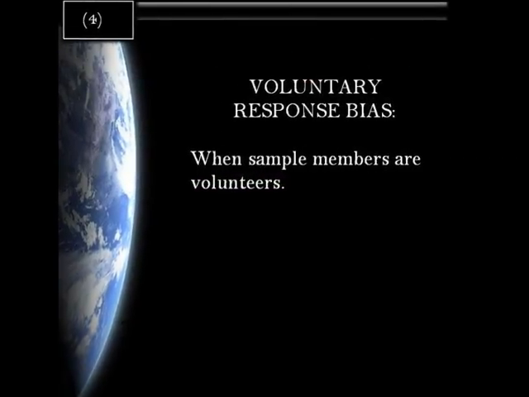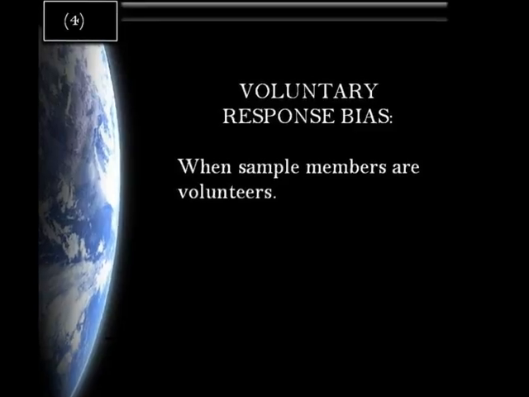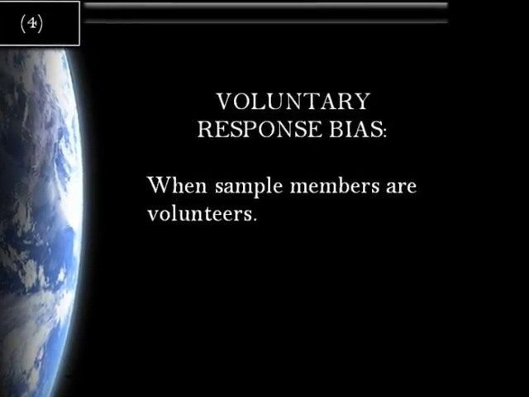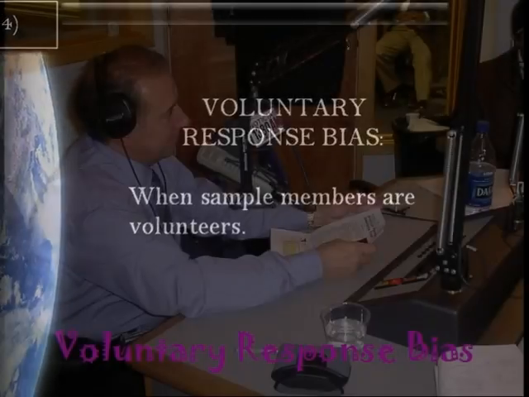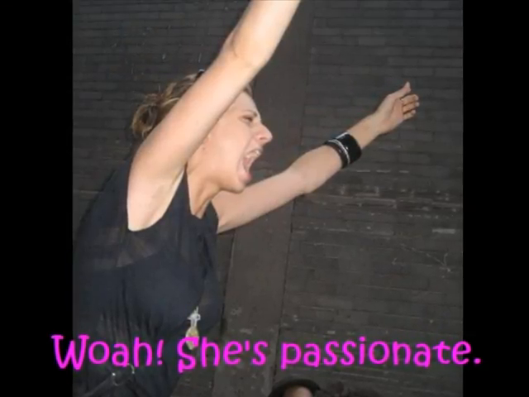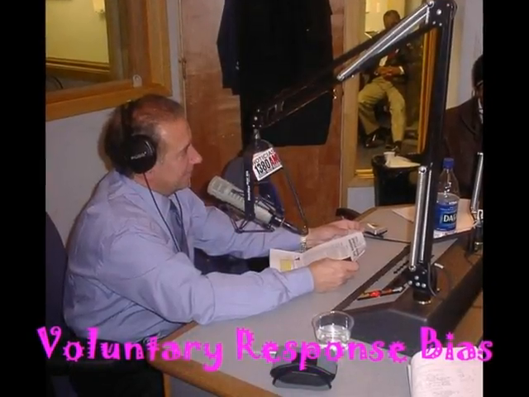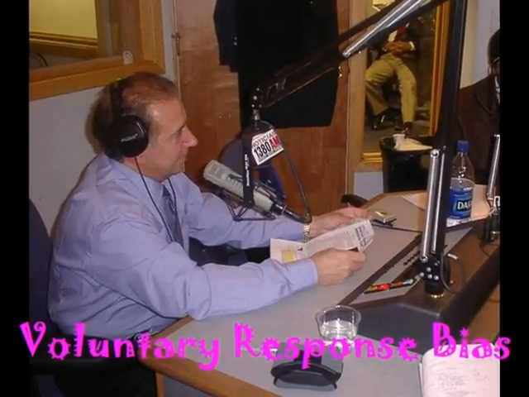The last type of bias I'll be talking about is voluntary response bias. Voluntary response bias is when sample members are volunteers. Have you ever listened to call-in radio shows that have surveys on controversial topics? Those who are really passionate about certain topics are usually the ones who call into the radio show. Therefore, radio shows overrepresent people who have strong opinions, which is why they are subject to voluntary response bias.